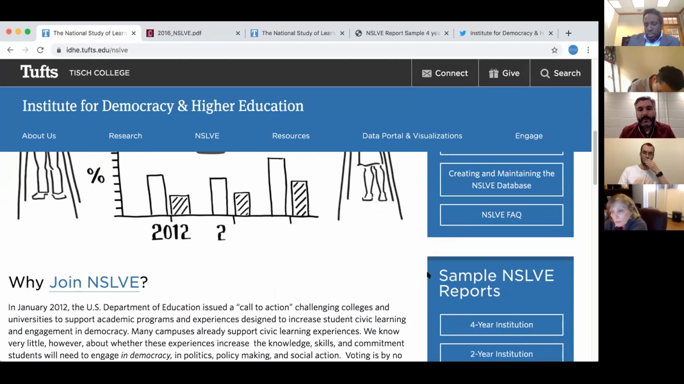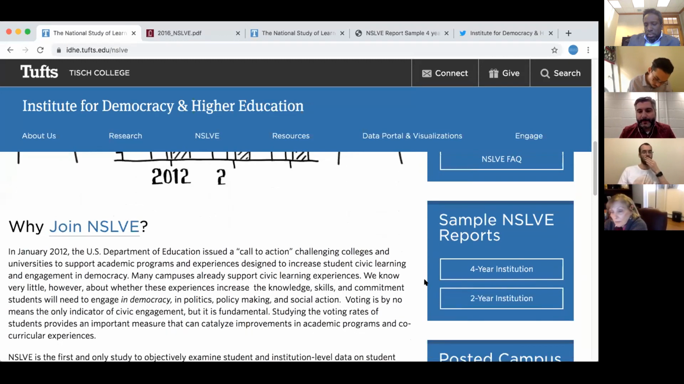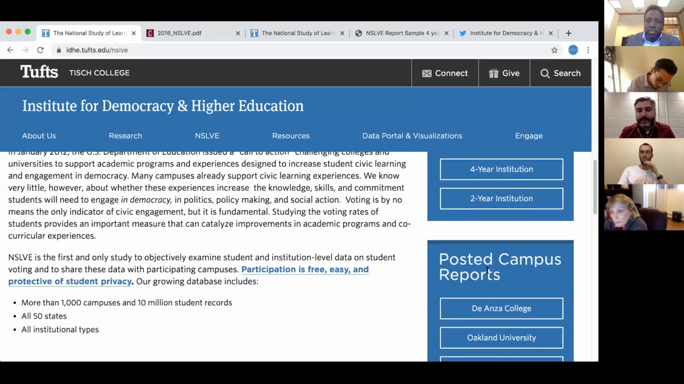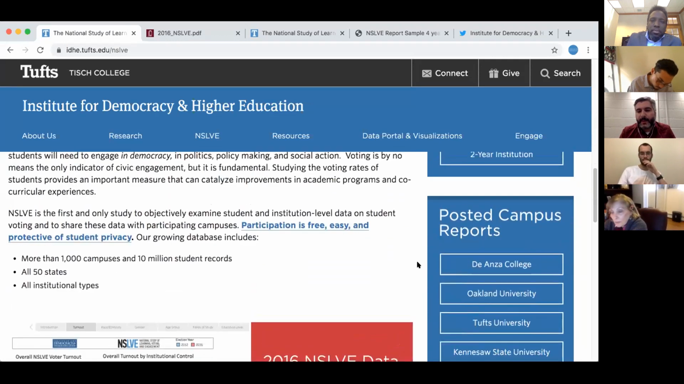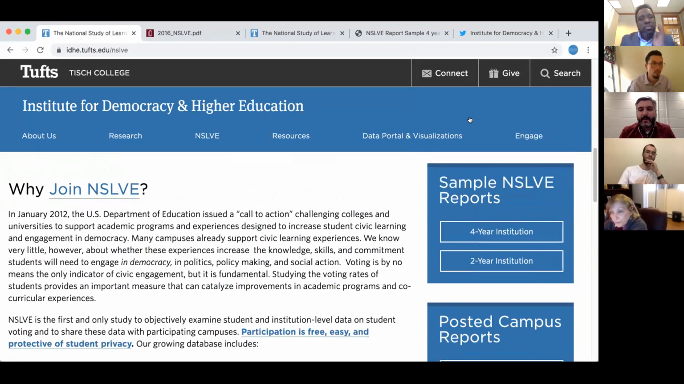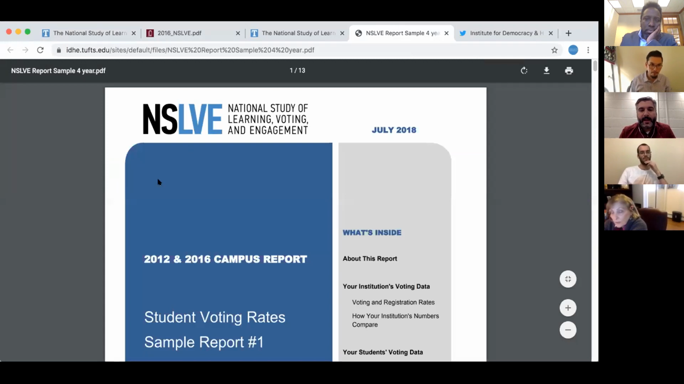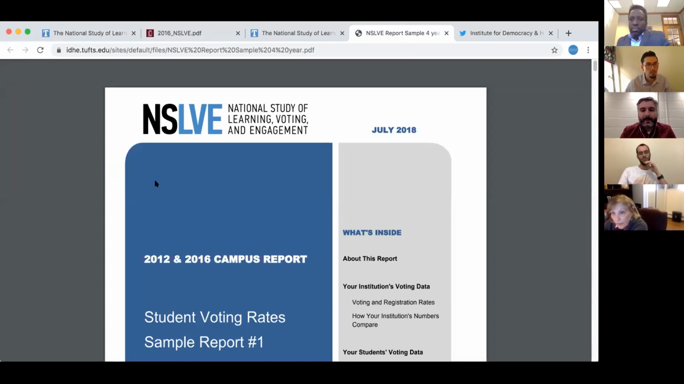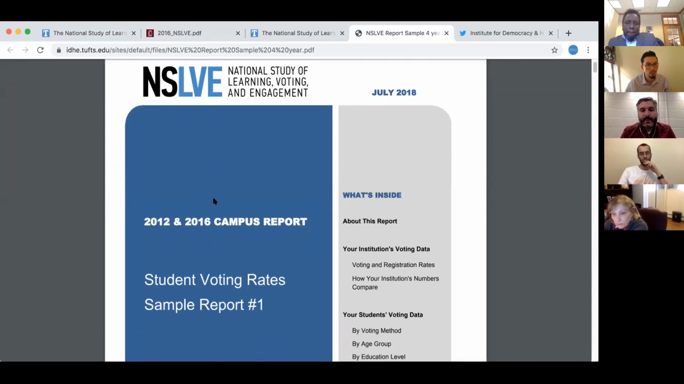If you want to look through and see what's happening, it's a really good measure of that. Like I said, we'll take a look at some sample reports. On our website, you can see schools that have posted their campus reports as well, but we'll take a look. This is a sample of 4-year institutions. When you sign up, this is the kind of thing that you get. This was a report in the format from the 2016 election season.